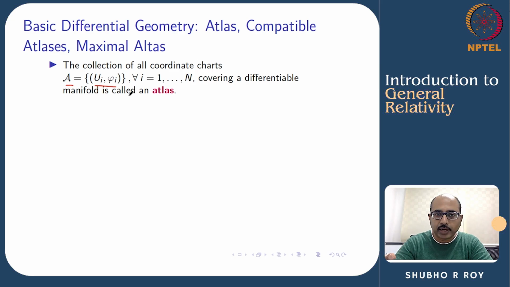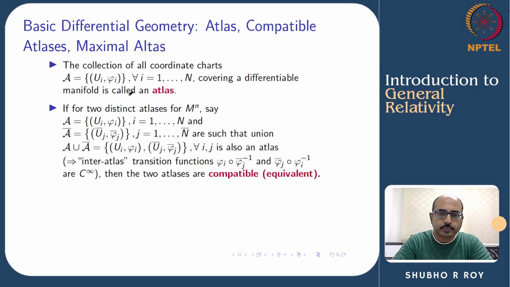You can see the parallel with what you have in your elementary geography class in school. You have books which are called atlases, having a lot of maps, and you have charts or maps on each page, and the collection is called an atlas. All right. Now, nobody said that the atlas is unique. In fact, you can have multiple atlases for the same manifold.